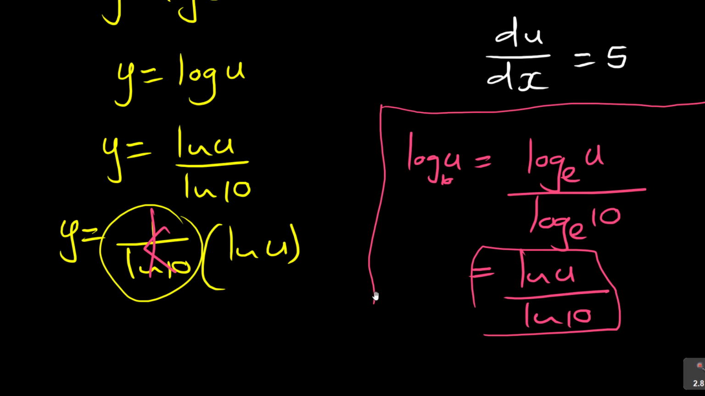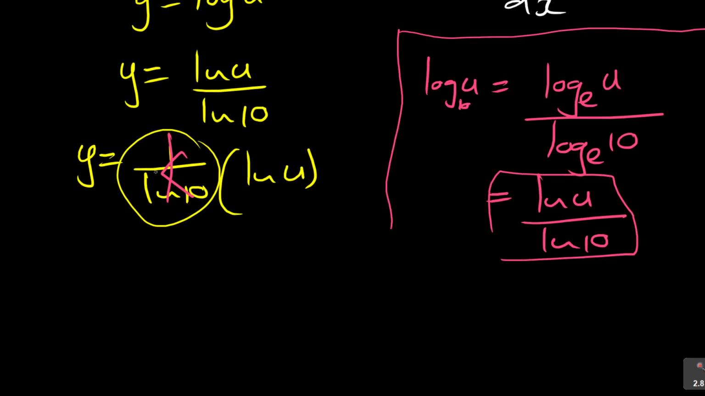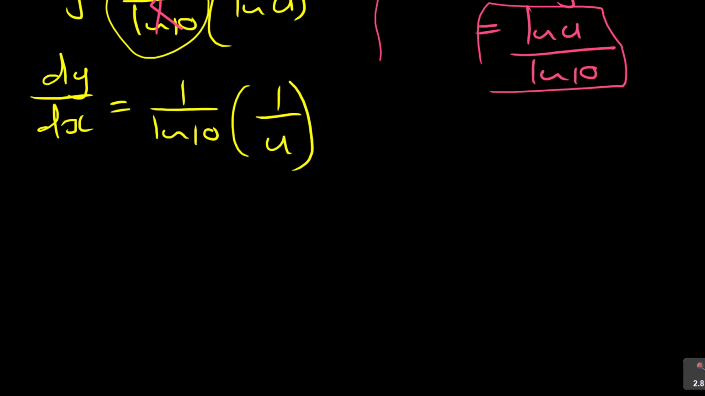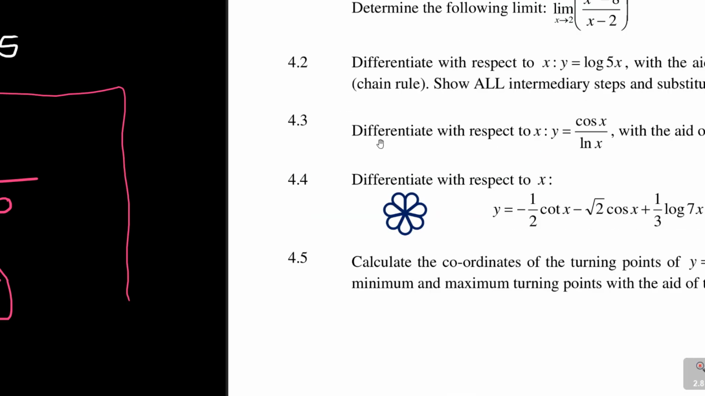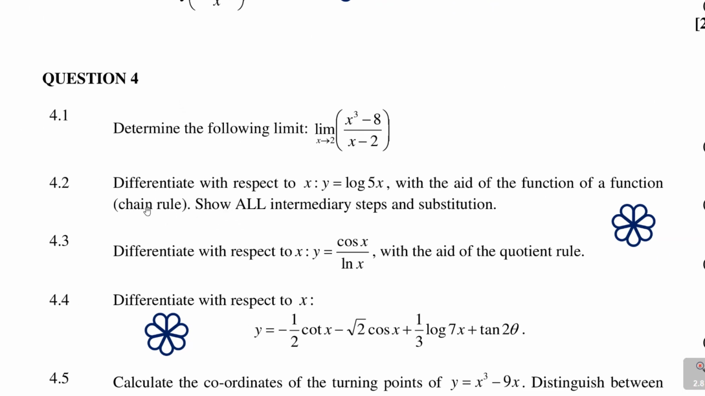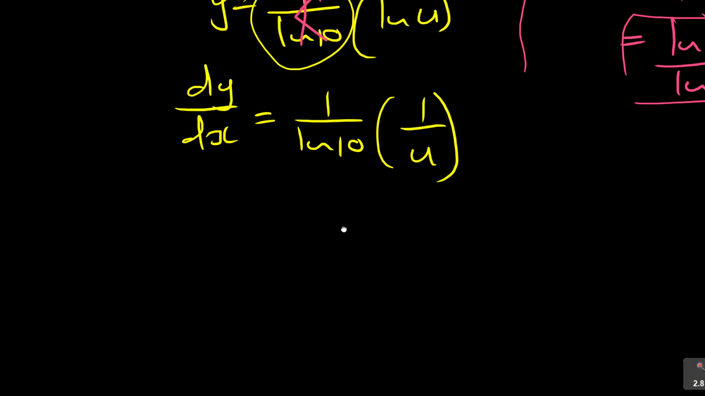What it means is that dy over dx is equal to 1 over ln 10 and then 1 over u, which is 1 over x. Are you with me? Then I can apply the product here, the function of a function, actually the chain rule. I can apply the chain rule.